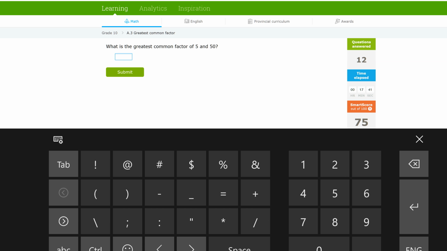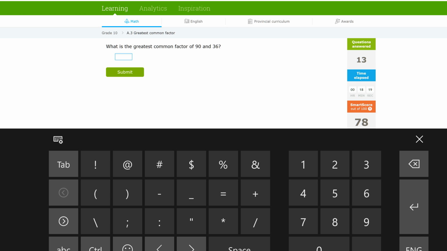You should answer that one. 2? From where is 2 coming? 2 doesn't divide 5. So which number divides both of them? 1. Yeah, 1, but we are looking for the greatest common factor. What did you say once again? Greatest common factor of 5 and 50 is 5. Yeah. 5 divides both of them.